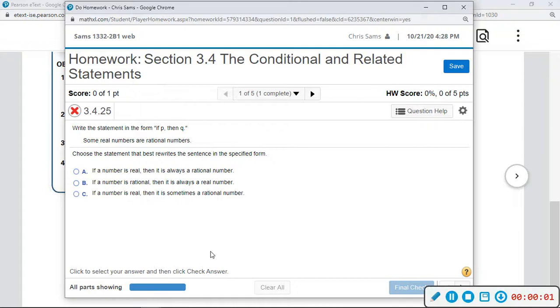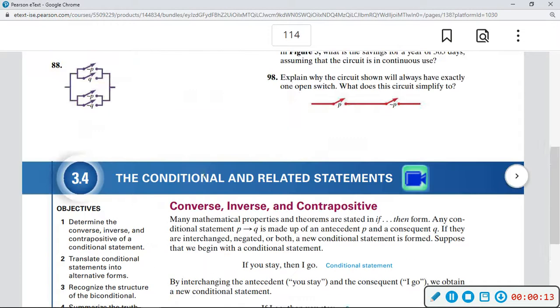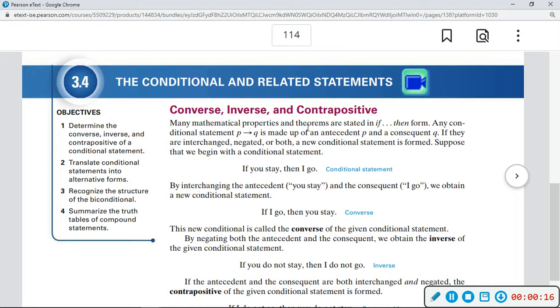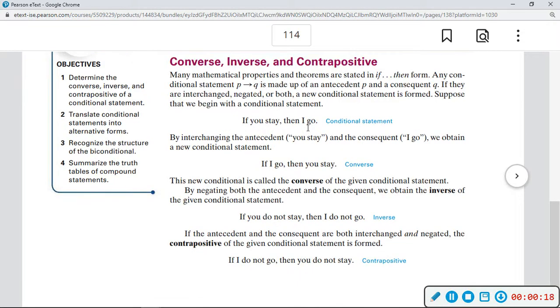Alright, section 3.4, the conditional and related statements. We're going to be taking statements and writing them in the if, then, if P, then Q form. In the text, some of these sentences are in different setups or written in a different order. So I want to kind of point that out to you before we go on.